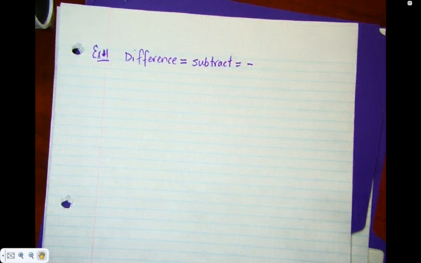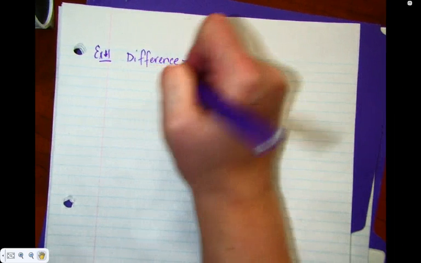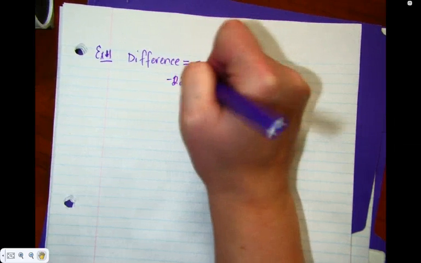That's step two, is figure out what you're doing mathematically. What am I doing? I'm subtracting. So I'm going to take negative 22 and minus 19.5.